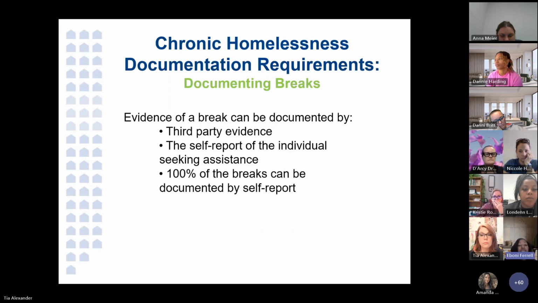In order to determine that a participant has been homeless for a continuous 12-month period or 4 separate instances in a 3-year period, you need to look at breaks of 7 nights or more. Breaks can be documented by third-party documentation, but this is not required. All breaks can be documented by self-certification.